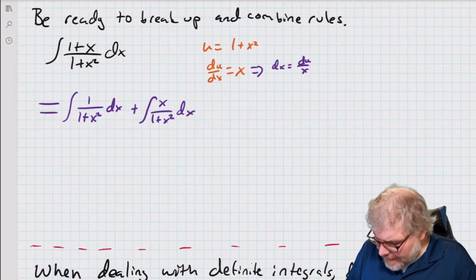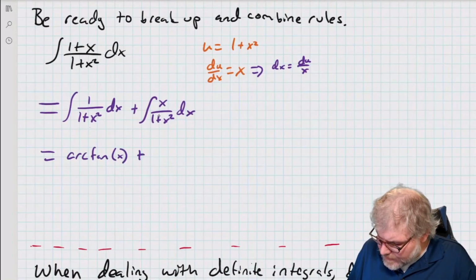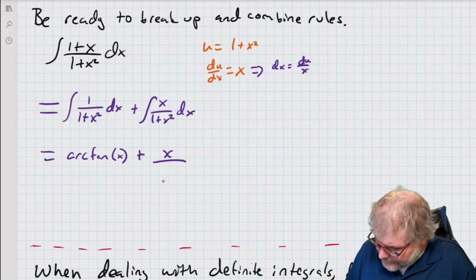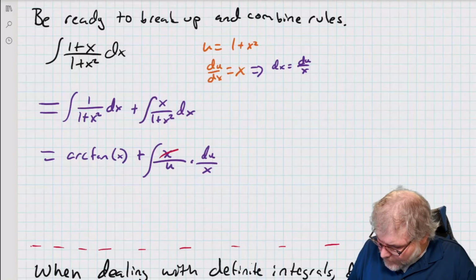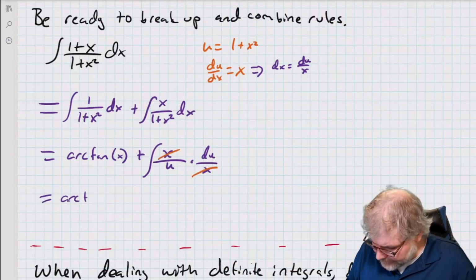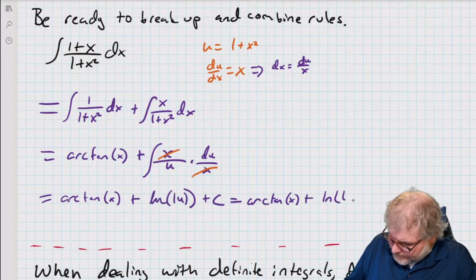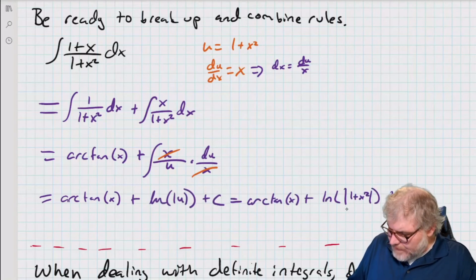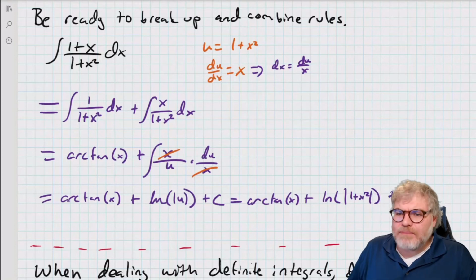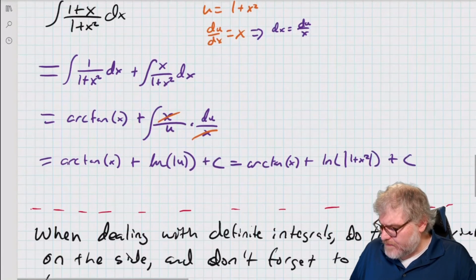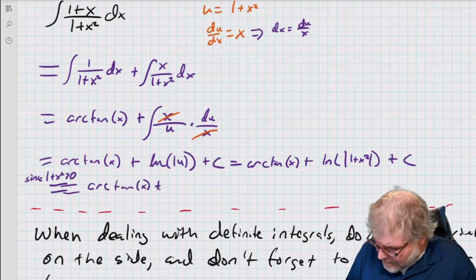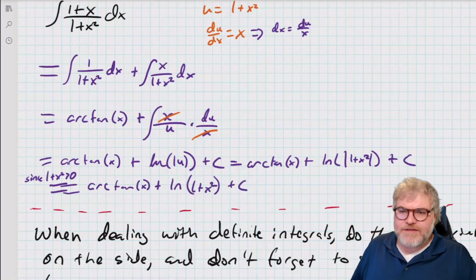So now I'm going to get this right here. My u now works for this piece alone. And now the pieces I need to cancel. There's an absolute value symbol in there, so be careful. Now, 1 plus x squared is actually always positive, so I can simplify that further. I can get rid of the absolute value signs.